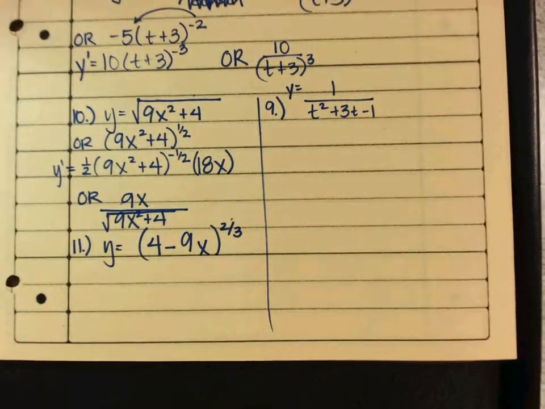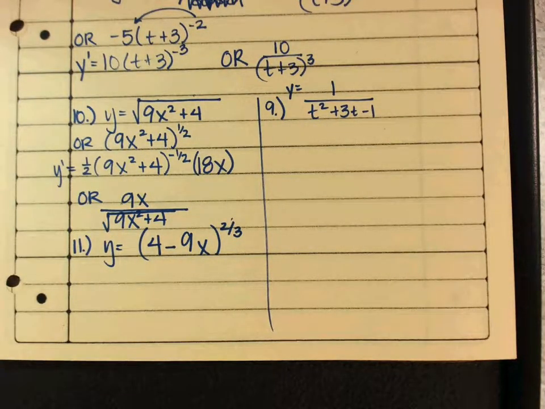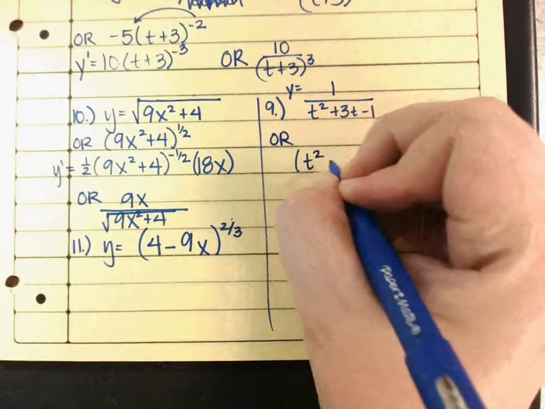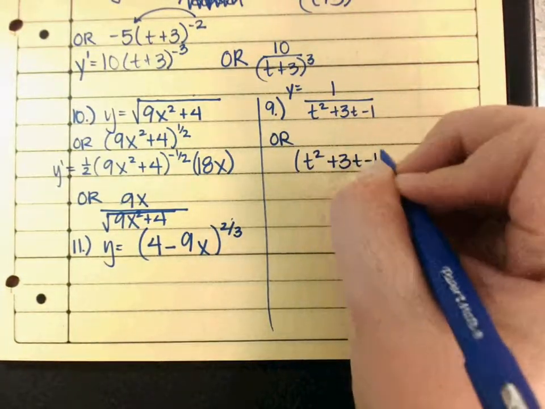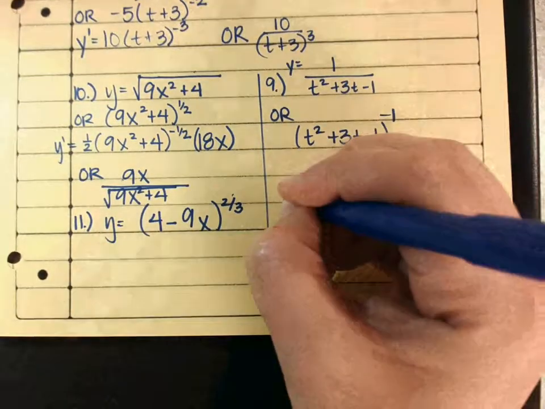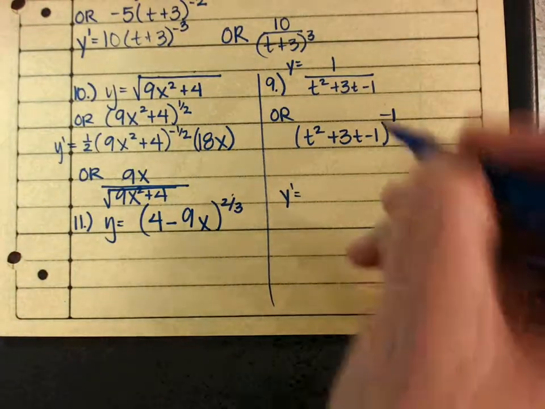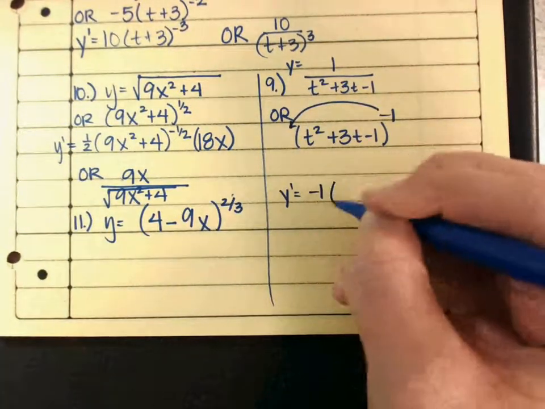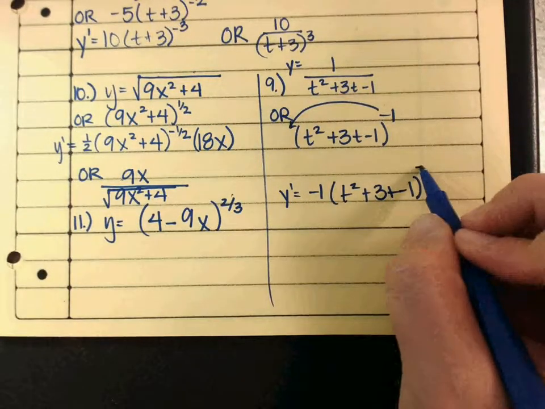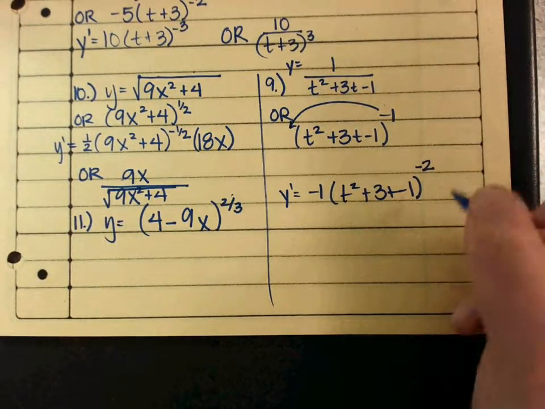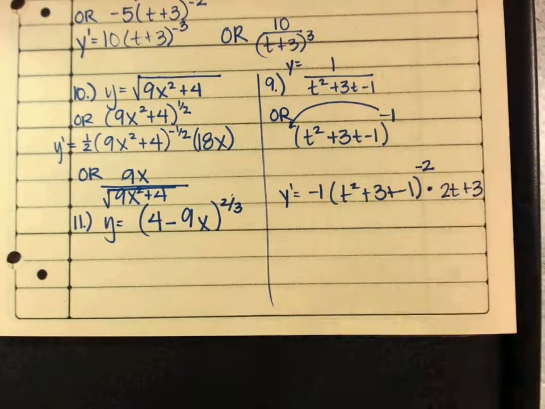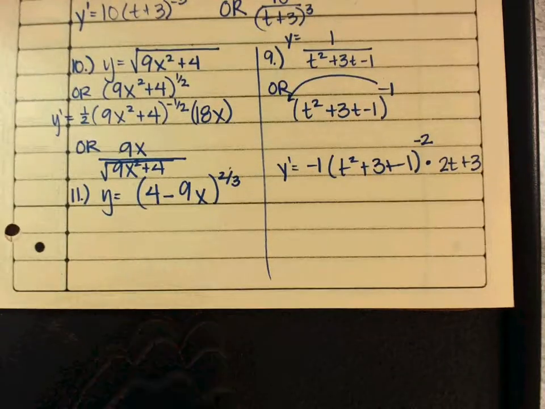Alright, let's do number 9. What should your rewrite have been? T squared plus 3t minus 1 to what power? Yes, good. Okay, then y prime, write the derivative, is negative 1 to the front. T squared plus 3t minus 1 is now to what power? Negative 2. And then the derivative of the middle? 2t plus 3. Okay, did I write it correctly?